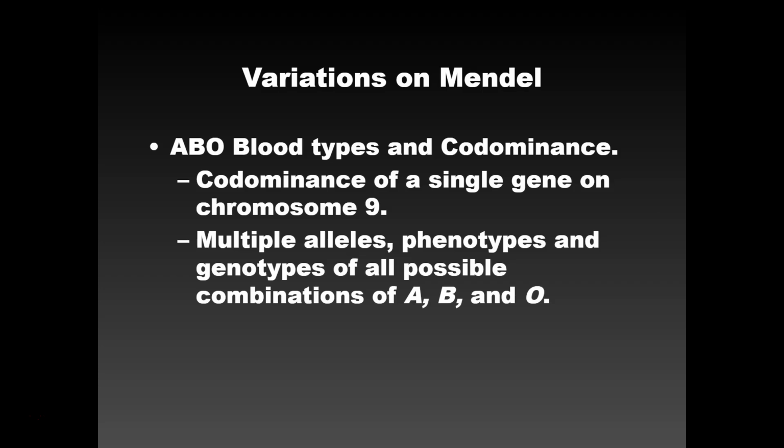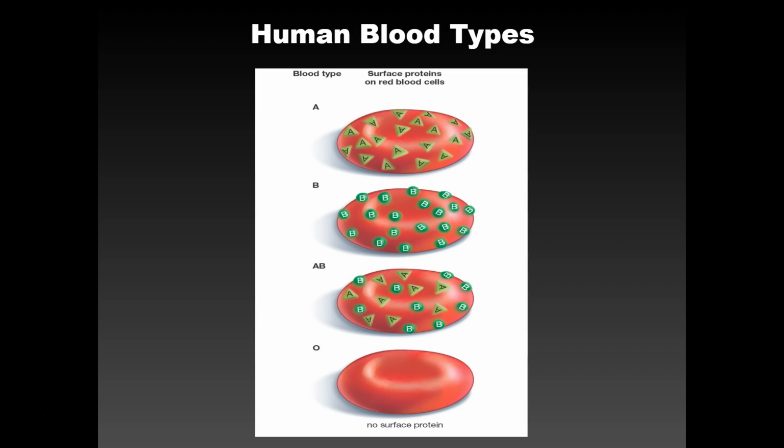We also have something called codominance, and this is going to be a question on the test that I'm going to ask you. And ABO is a good example of this. You have multiple alleles, multiple phenotypes, and genotypes of all possible combinations of A, B, and O. And I have a picture of this that I'm going to show you. So if you have an A genotype, you're going to wind up with an A phenotype. And you wind up with all of these surface proteins. These are actually called antigens.